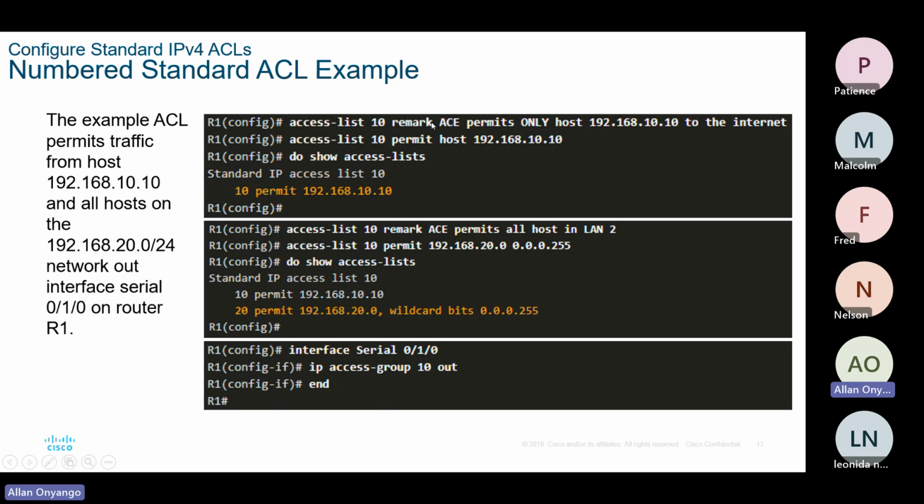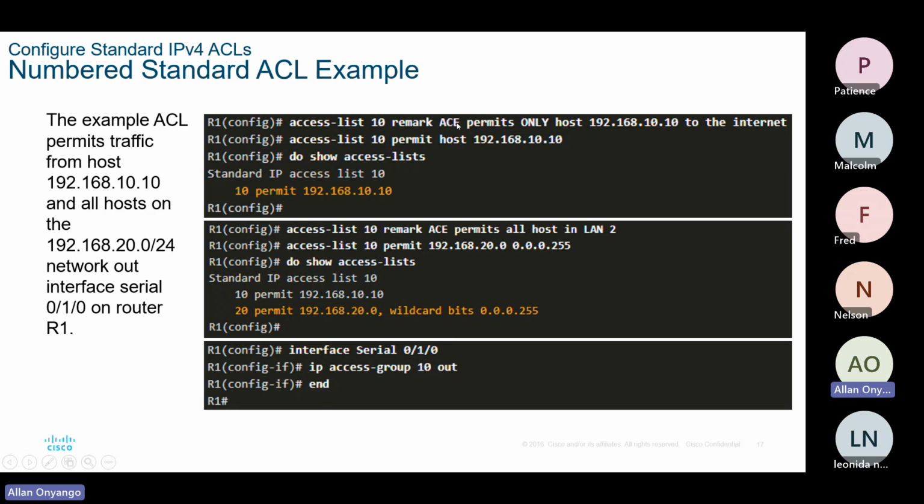So access list 10 remark. The moment you see the word remark here, that's how you know this statement is not going to permit or deny anything. This remark is just used to describe your ACL. So as access list 10 remark, what follows after the remark is just a sentence. It's just telling us what this ACL is going to be doing.